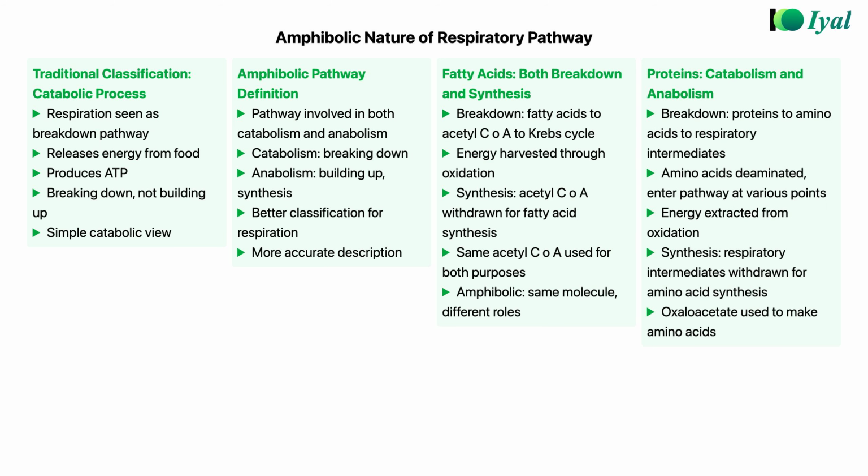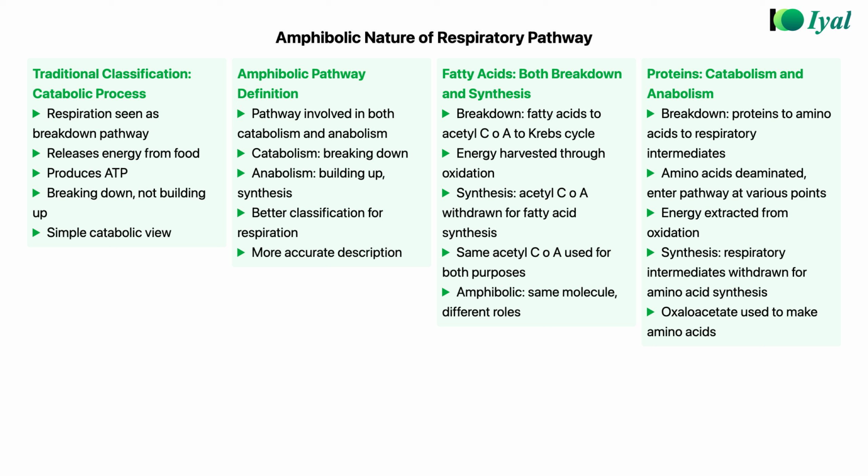Another example, proteins. When you eat protein, what happens? It is broken down into amino acids. Amino acids are deaminated, the amino group removed. The carbon skeleton enters respiration. Could be pyruvate, could be acetyl-CoA, could be a Krebs intermediate. These are oxidized, energy extracted. But when your body needs to make new proteins, respiratory intermediates are pulled out. Oxaloacetate from Krebs is used to make amino acids. Alpha-ketoglutarate is used to make glutamate. Pyruvate is used to make alanine.